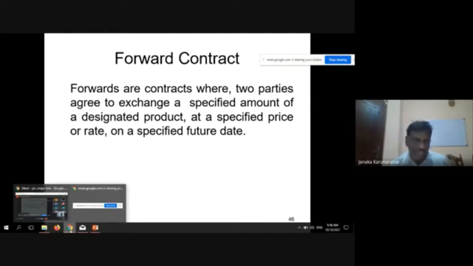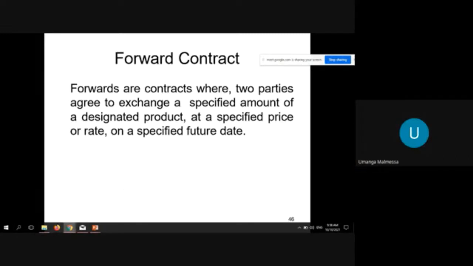But what benefits and what disadvantages do you have? Futures are standardized. Forwards can be customized according to our requirement.